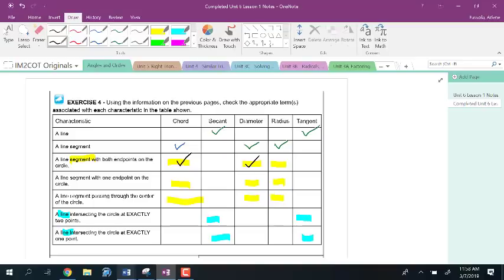Okay, a line segment with one endpoint on the circle, well, that would be a radius, because we have one on the center and one on the circle. And we have a line segment passing through the center of the circle, and that would be our diameter. Now we're looking at picking between secant and tangent. A line that intersects the circle at exactly 2 points is the secant, and exactly intersecting in 1 point is the tangent.